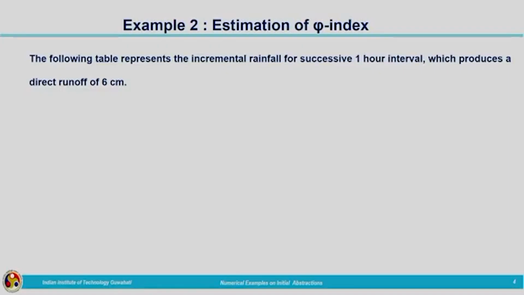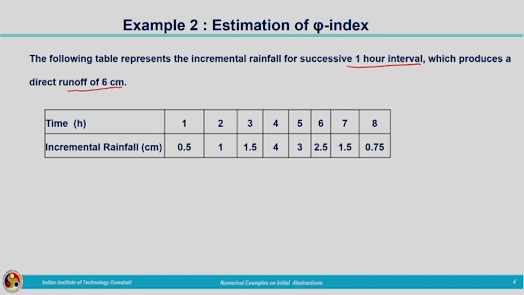The following table represents the incremental rainfall for successive 1 hour intervals which produces a direct runoff of 6 centimeters. So, the rainfall data is given corresponding to 1 hour time intervals, and the direct runoff which is produced is 6 centimeters. The rainfall data is tabulated here in this particular table, time in hours and incremental rainfall depth in centimeters given to you, and runoff depth is 6 centimeters. This rainfall is producing a runoff of 6 centimeters at the outlet of the basin.